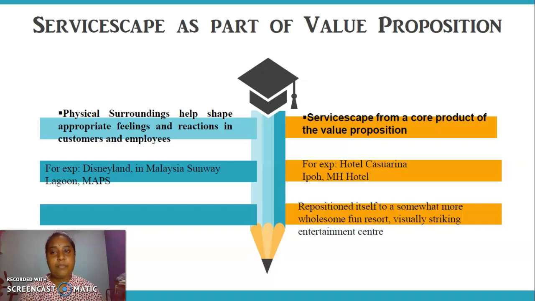Second slide. Servicescapes as part of the value proposition, because physical surroundings shape appropriate feelings and reactions in customers and employees. For example, Sunway Lagoon and theme parks are big service environments for organizations that interact with customers. Servicescape forms a core product of the value proposition. For example, Hotel Casuarina in Ipoh and MH Hotel is the servicescape for their business. It repositions itself to a somewhat more wholesome fun resort, usually striking entertainment centers that interact with the customer, and is a value proposition or core product of their business.